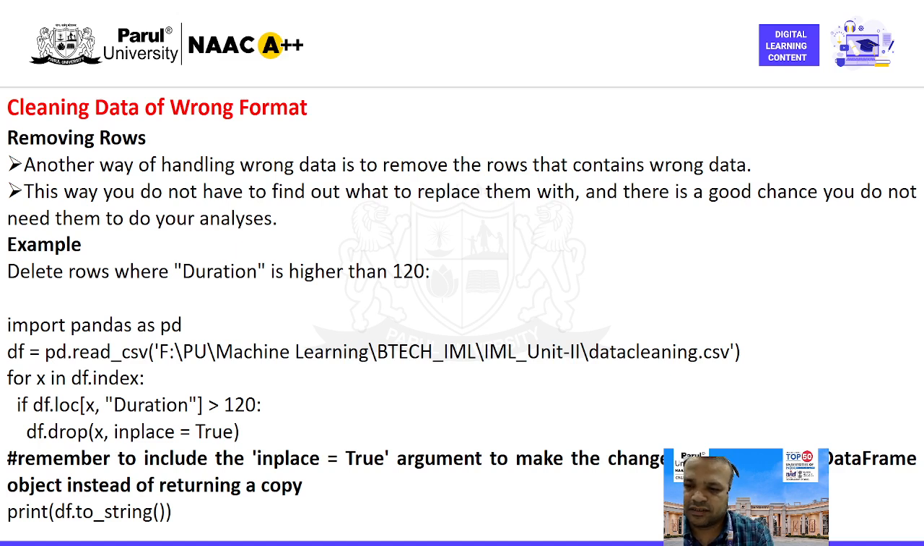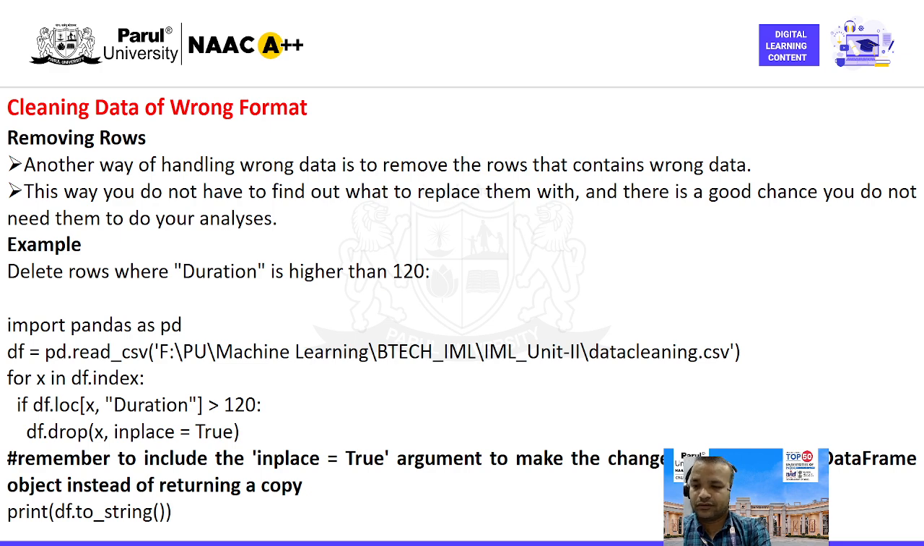We use import pandas as pd. Data frame df equals pd.read_csv. We give the path of your data set. For x in df.index, we try to find out the index of your data frame where we want to make some changes. We want to delete the rows where duration is higher than 120.